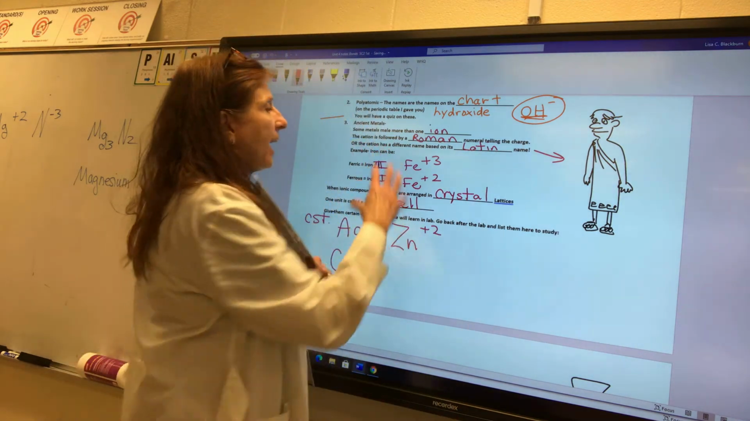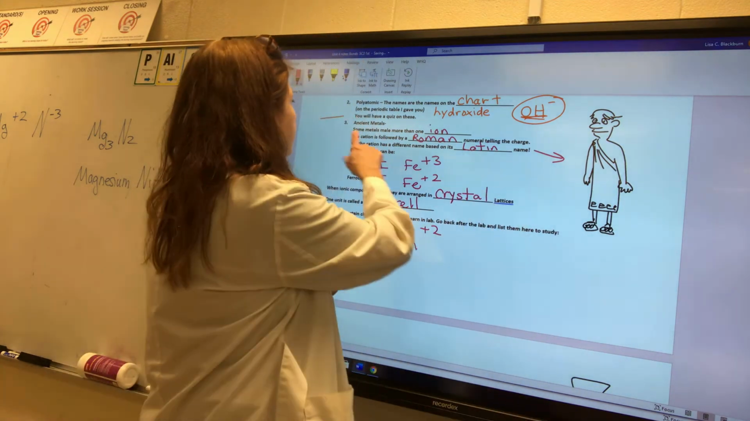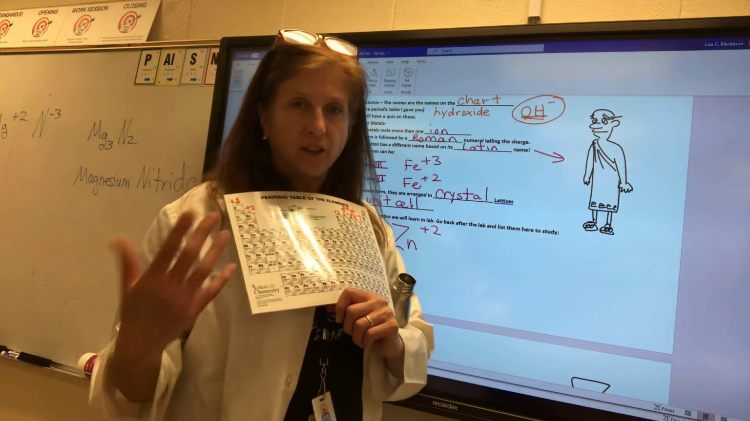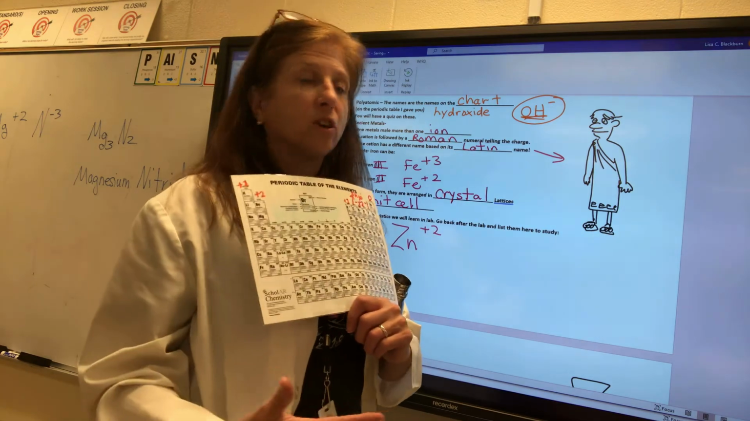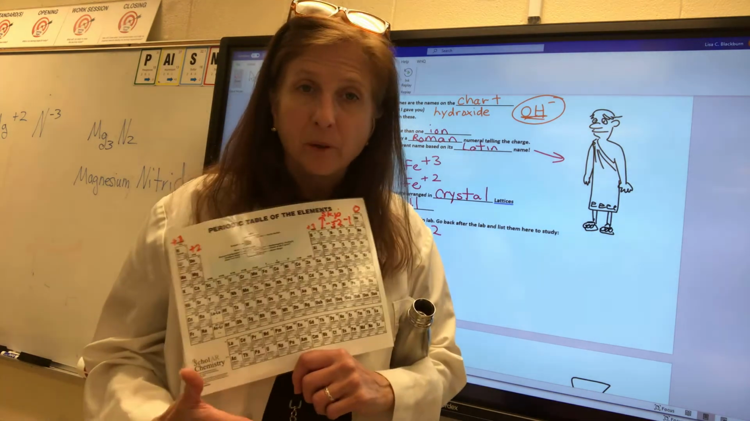So, how you know which one it is, they'll have the cation, the metal, followed by a Roman numeral that will tell you the charge. That's supposed to be what we do.